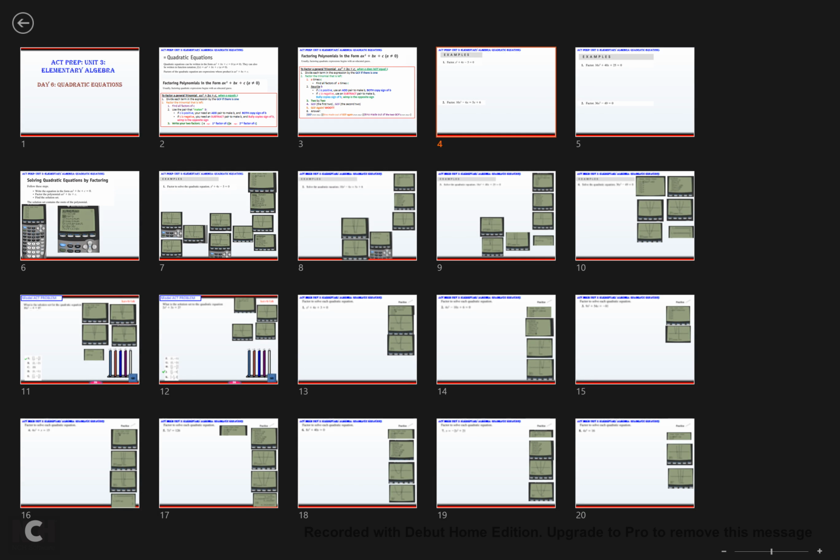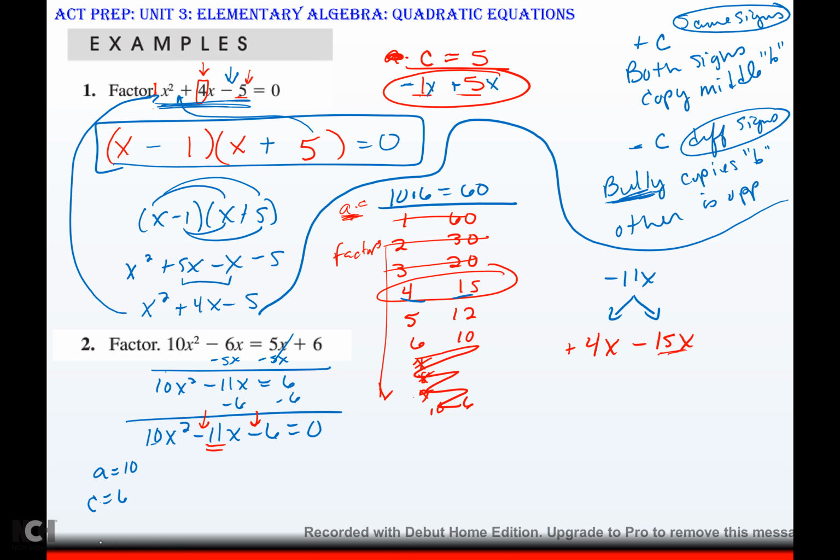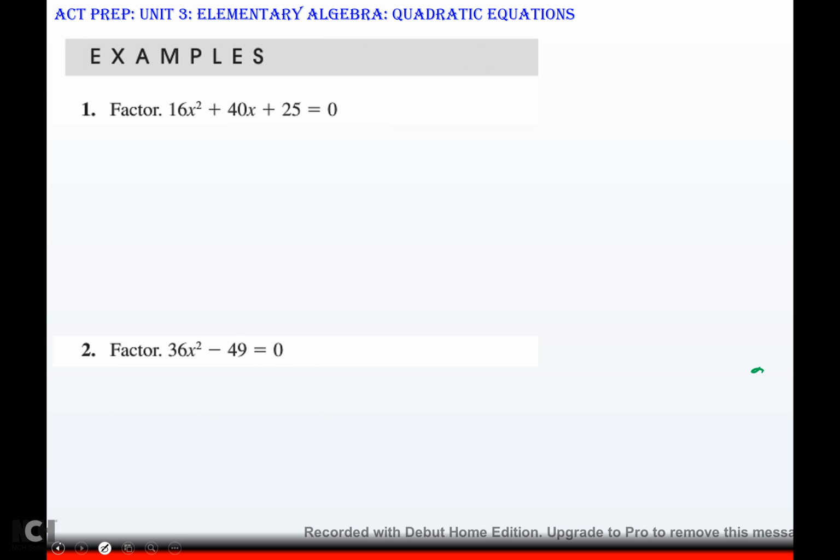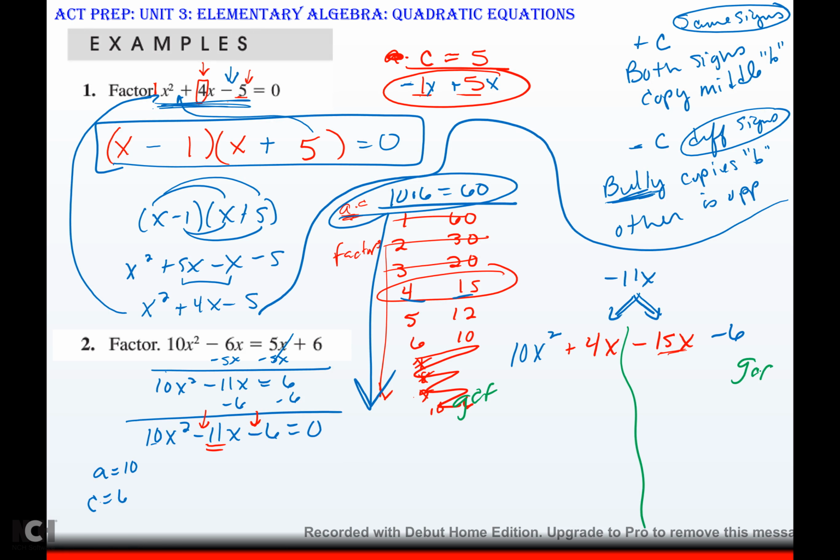Okay, so you keep the first and the last term. I don't change the 10x squared, and I don't change the minus 6. So A times C, found all the factors, rewrite B. Now we're at 2 by 2, GCF, GCF again. And I actually write that out because it helps me remember what I still need to do.